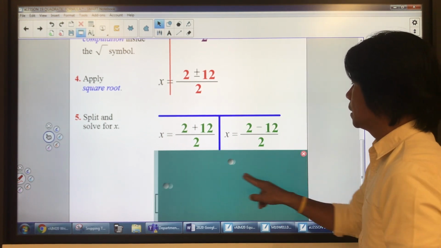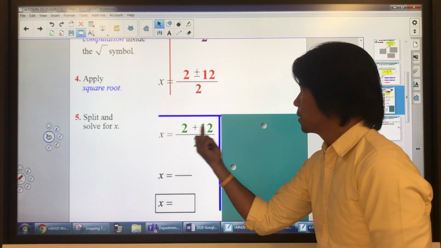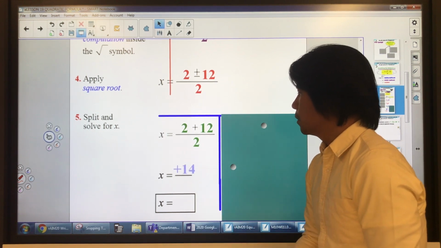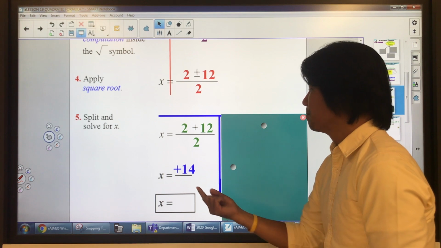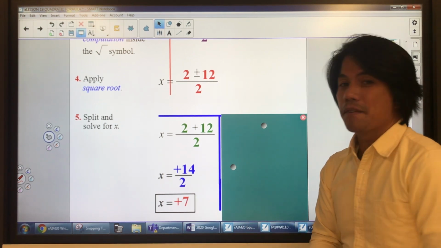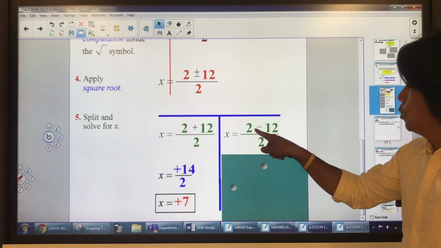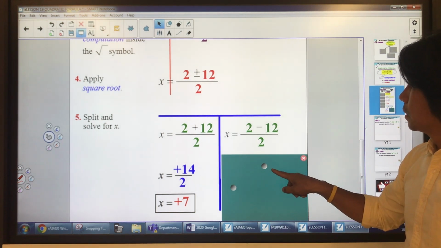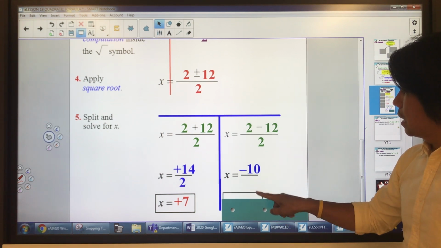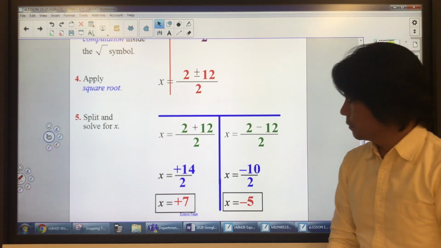We're going to deal with this in a while. Let's do this first. It says split and then solve. So you perform the numerator first. 2 plus 12 is positive 14 divided by 2. That's positive 7. How about the other half? 2 minus 12. What is 2 minus 12? That's negative 10. Then you divide by 2. Then you have your final answer, negative 5.